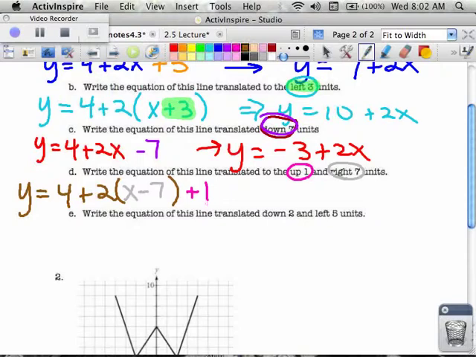And of course I can always simplify it. So I have the 2 on the outside of the parentheses being multiplied by the negative 7. That's a total of negative 14. Negative 14 and 4 is negative 10. Negative 10 plus 1 is negative 9. So I have y equals negative 9, and I still have that 2x because of the 2 times the x. You could also write it as 2x minus 9 if you want to. I don't really care. That's fine.